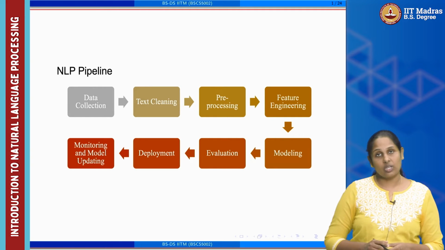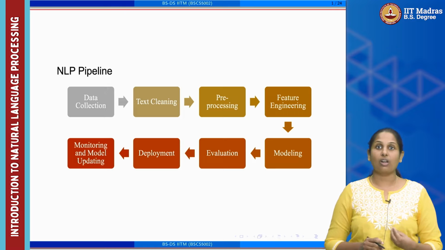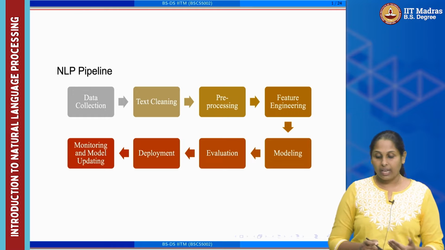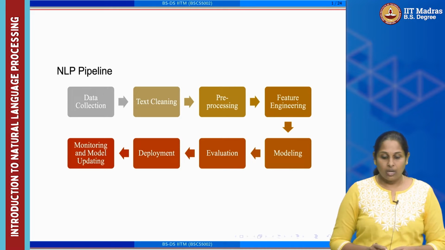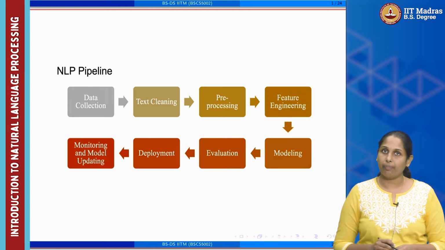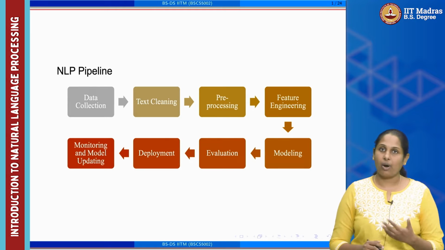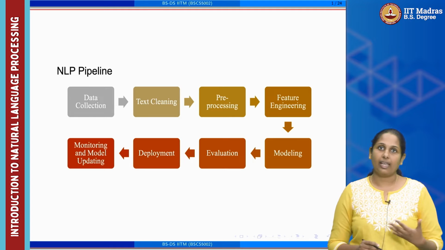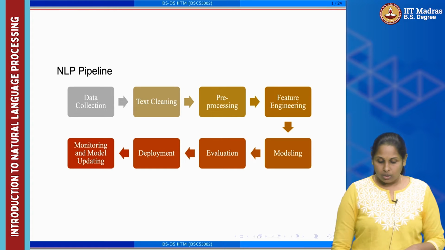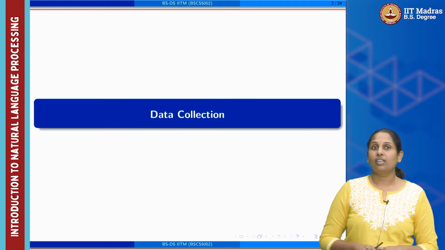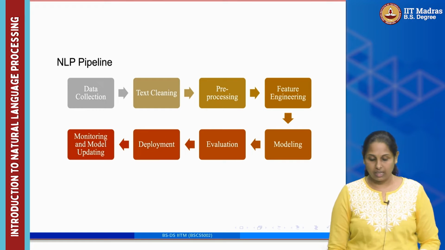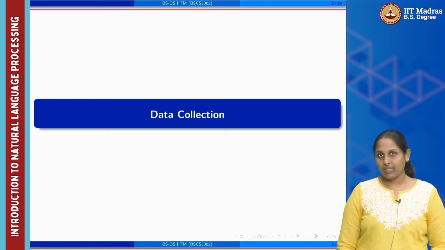Then it will go for feature engineering, where a lot of information on a particular text is added as a knowledge source, and from there the data goes for modeling. Then it will go through different stages of evaluation, and finally we will deploy the NLP application. Then, of course, monitoring and model updating keep happening. That is how we get any of the applications. Now, in this lecture, let us look at different data collection methods and text cleaning and pre-processing techniques. Okay, let us start with data collection.